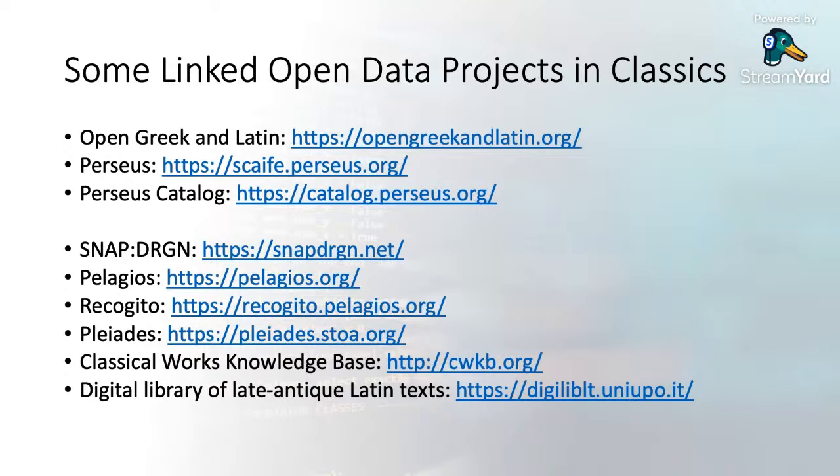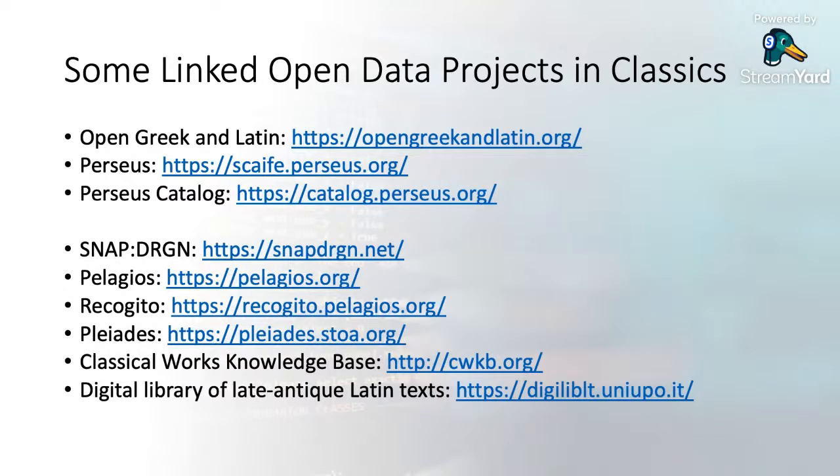But I highlight the first three because of the wonderful work that's been done with the Open Greek and Latin project and Perseus and the Perseus catalog. I want to highlight the Perseus catalog because it's been so helpful to us in developing the Digital Latin Library catalog. In particular, Alison Babeu has been a real great collaborator, very generous with her time.